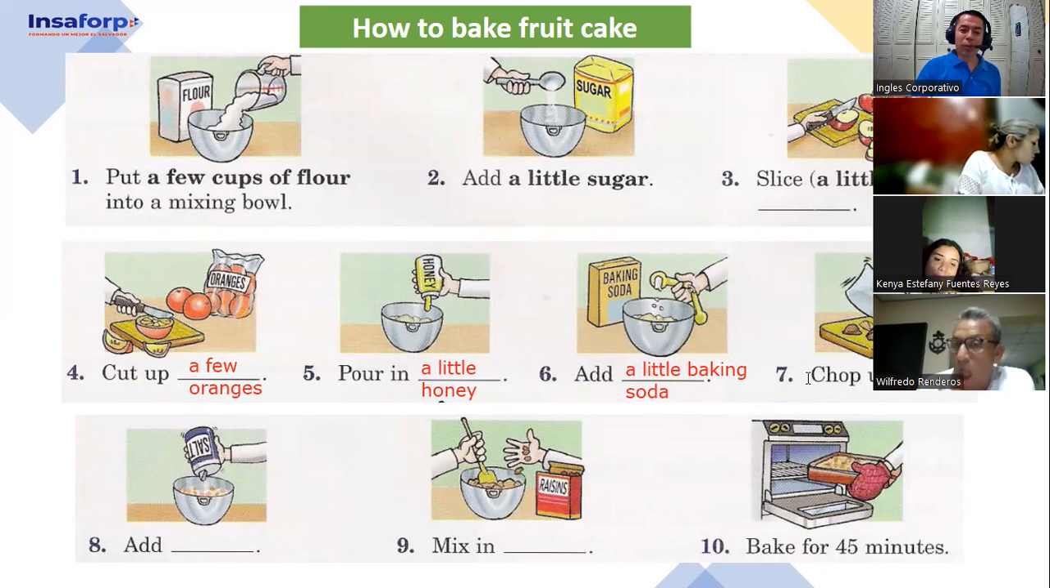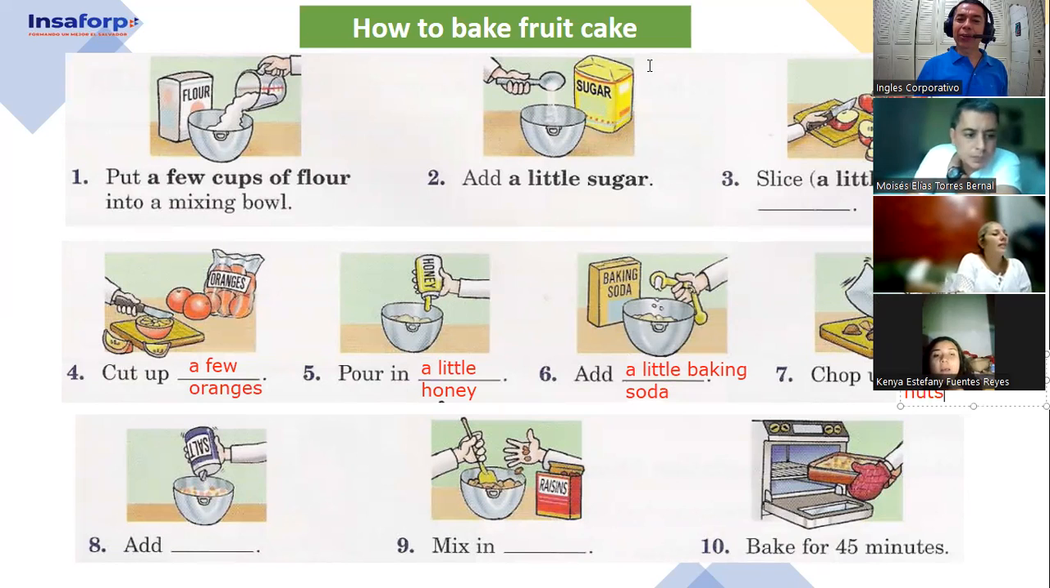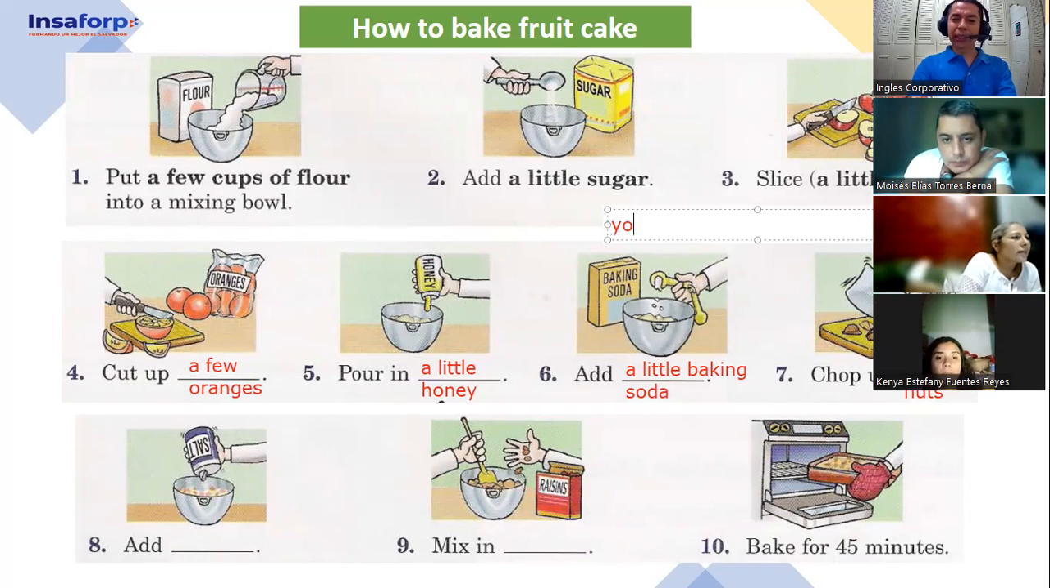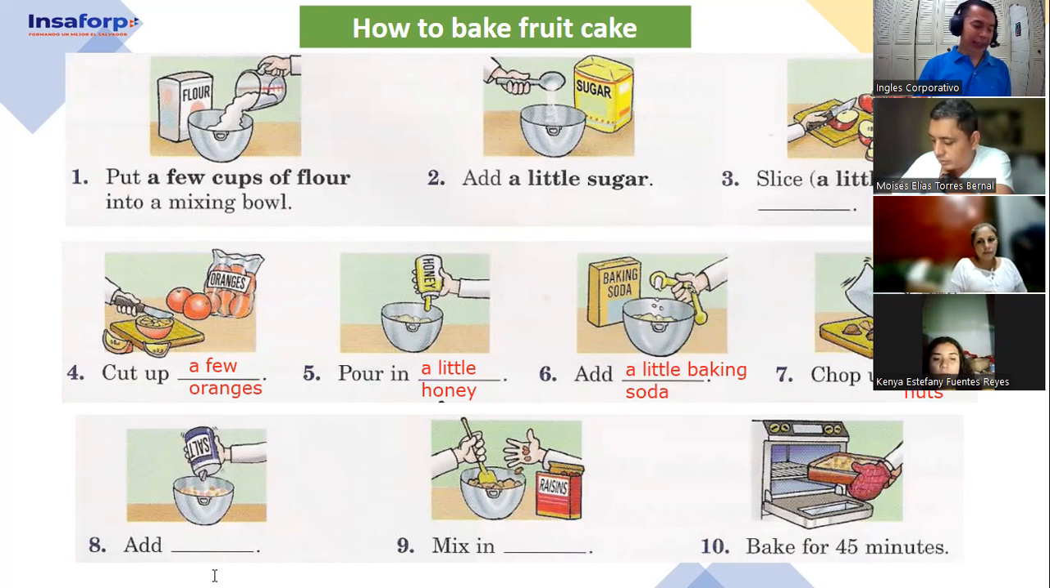Ok, number seven. Chop up what? Now Moisés, please. Chop up a few nuts. A few nuts, right? Very good. By the way, a commercial. Para decir que alguien está loco, dice, you're nuts. No sé por qué se dice así, pero you're nuts. You're crazy. Estás loco. Okay. Good. Thank you, Moisés.